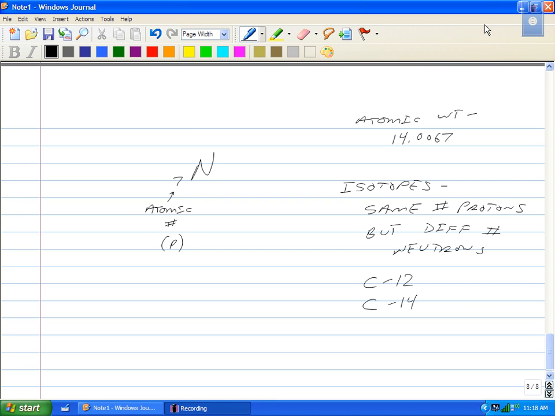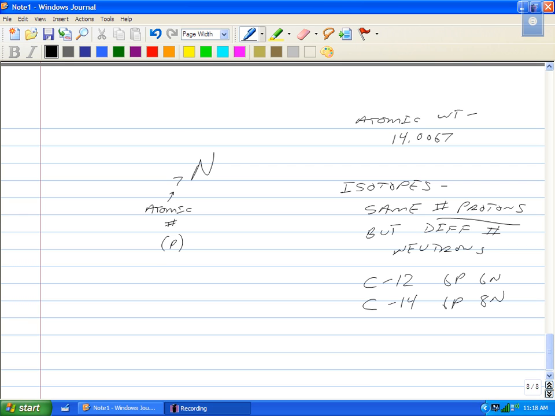Alright, so if I have carbon 12 and carbon 14, they're isotopes because they have the same number of protons, right? They each have how many protons? 6, right? Carbon is 6, so they each have 6 protons. But carbon 12 has 6 neutrons, whereas carbon 14 has 8 neutrons. And so they're isotopes because they have the same number of protons but different number of neutrons.